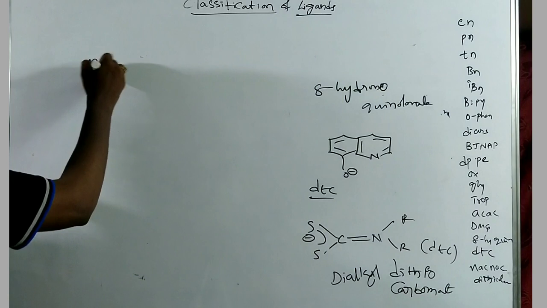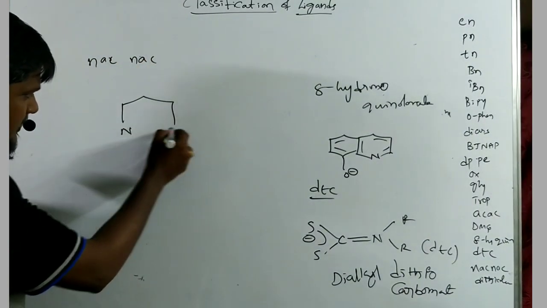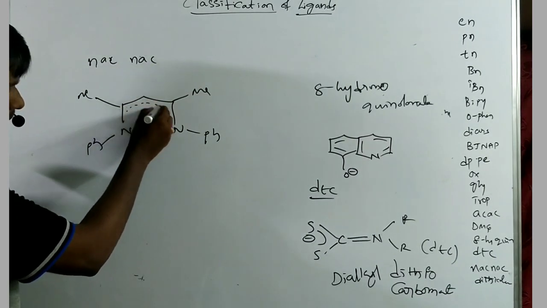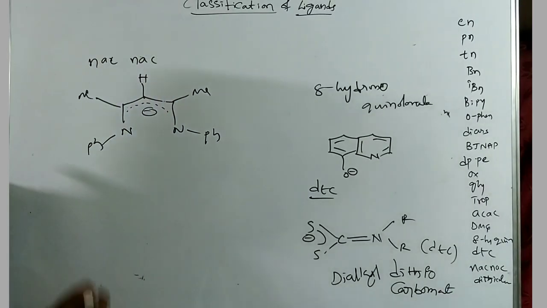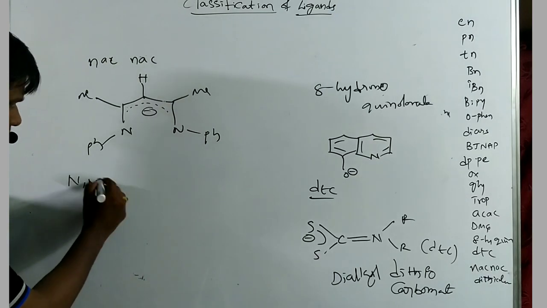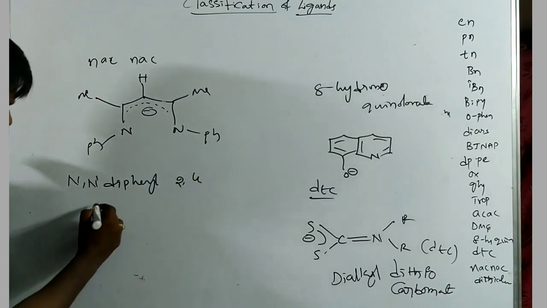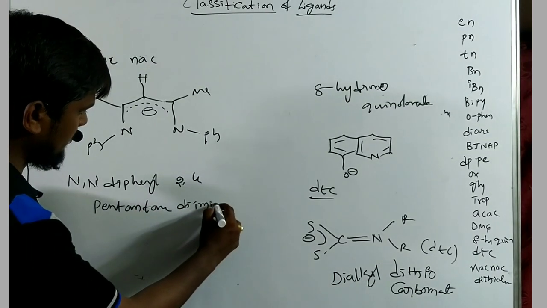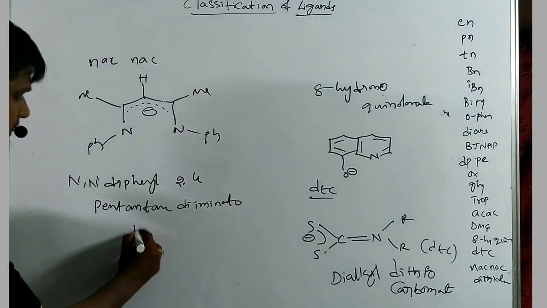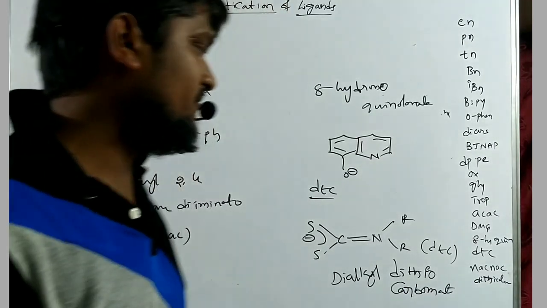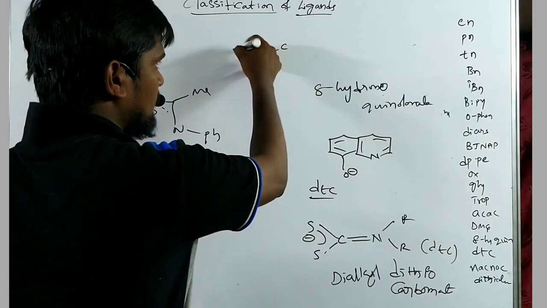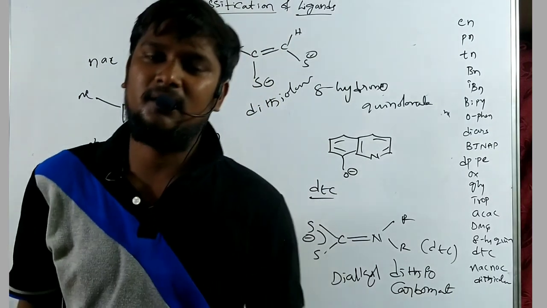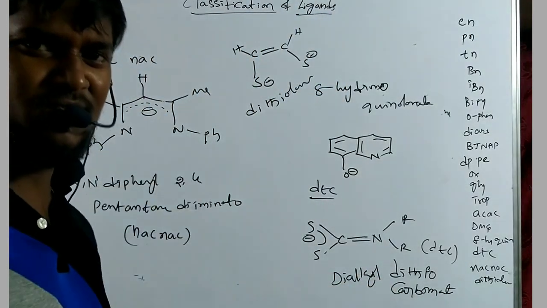Now the remaining one is NacNac. This is a very complexing ligand, simply denoted like this: phenyl, phenyl, methyl, methyl. Here there is a double bond, but the negative charge is delocalized overall. One hydrogen is there. The name of the compound is N,N'-diphenyl-2,4-pentanediiminate, simply denoted as NacNac. The final one is dithiolene. I think there are 18 or 19 bidentate ligands here. These are very useful bidentate ligands.